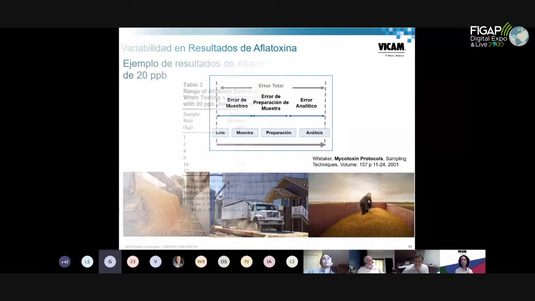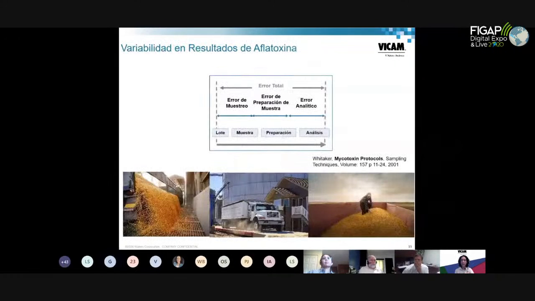So here is a picture of the stream of grain on the left and of the probing of the grain on the right.